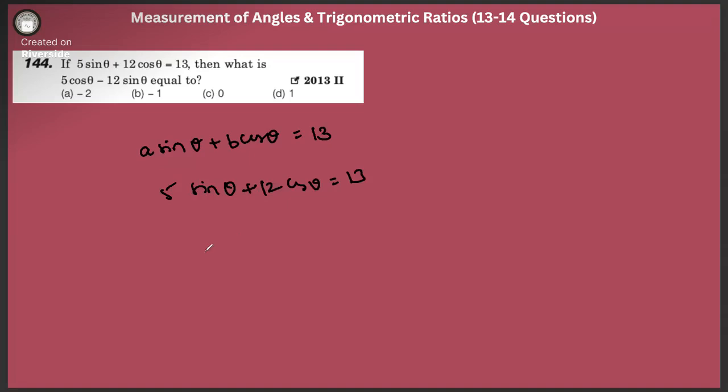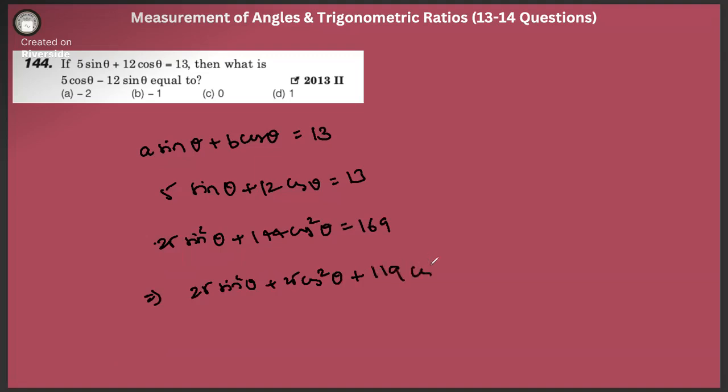Yes, sir. So it's like 25 sine square theta plus 144 cos square theta is equal to 169, right? Now, this will give us 25 sine square theta plus 25 cos square theta, and 119 cos square theta is equal to 169, right? Please tell me if I'm deviating from these steps. I want to see this coming, like, I mean, there are formulas I know.